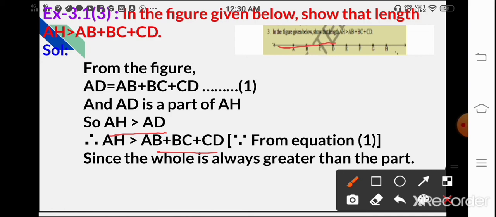Since the whole is always greater than the part, here AD is a part of AH, so AH is greater than AD. Therefore, we can write in place of AD, AB plus BC plus CD. Then it will be AH greater than AB plus BC plus CD.